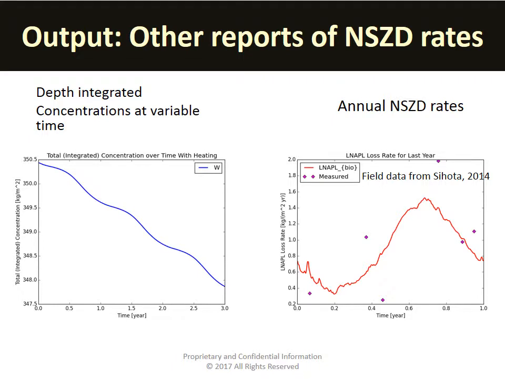These are other model outputs with additional ways of displaying changes in contaminant concentrations. The one on the left is the total depth integrated concentration at any given time. You can see how these degradation rates are not constant. The one on the right shows the estimated NSZD rates. These are the slopes of the depth integrated concentrations on the left. In this particular case, we also have field data. These are field measurements at a nearby location. These are coming from Natasha Sihora's PhD thesis.